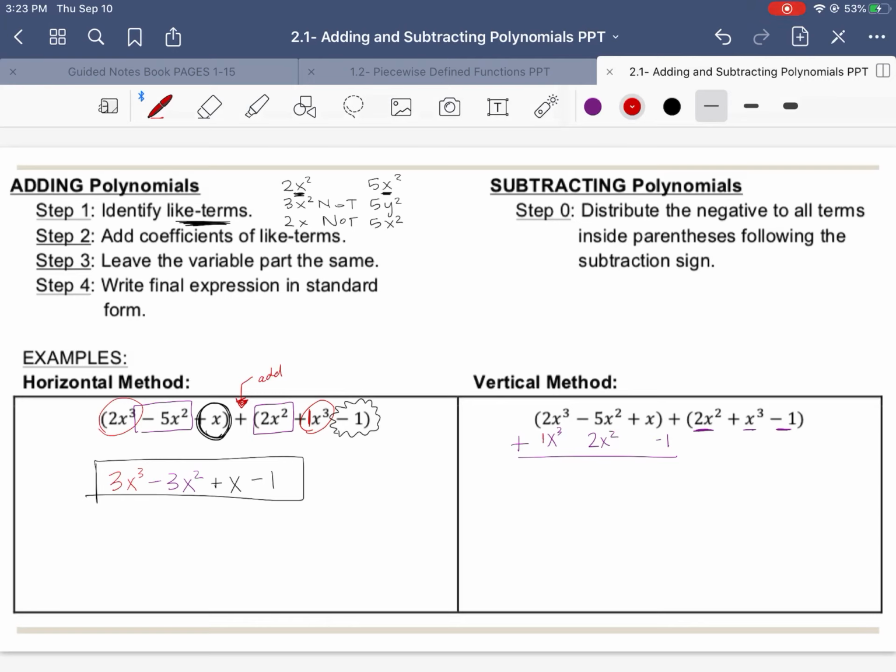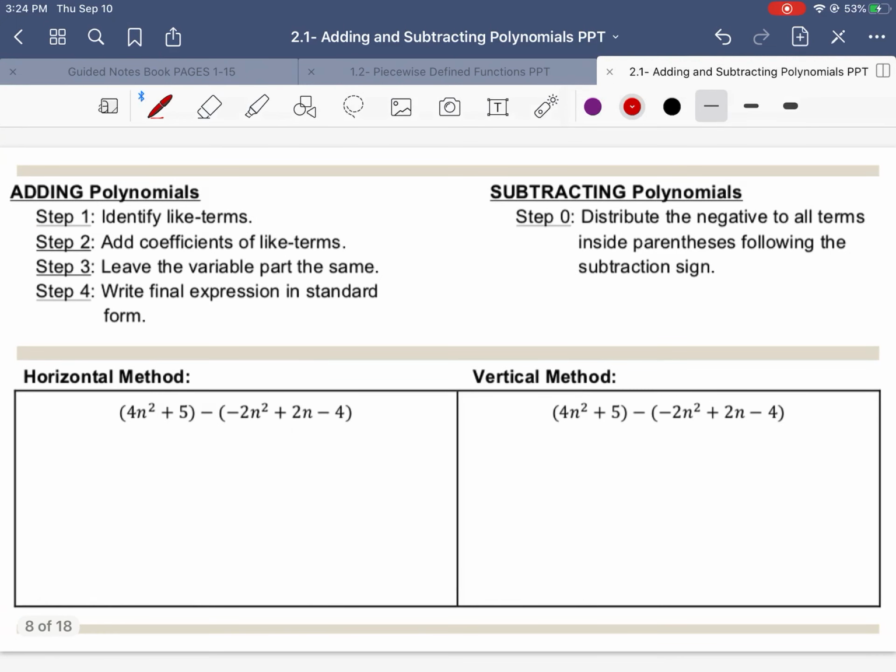So again, I have 2x cubed and I add another 1. That gives me 3x cubed. I have negative 5x squared, and I'm adding 2x squared, so negative 3x squared. If it doesn't have a like term, it just comes down. Same with that negative 1. So you'll get the same answer, just a different way to organize the work.